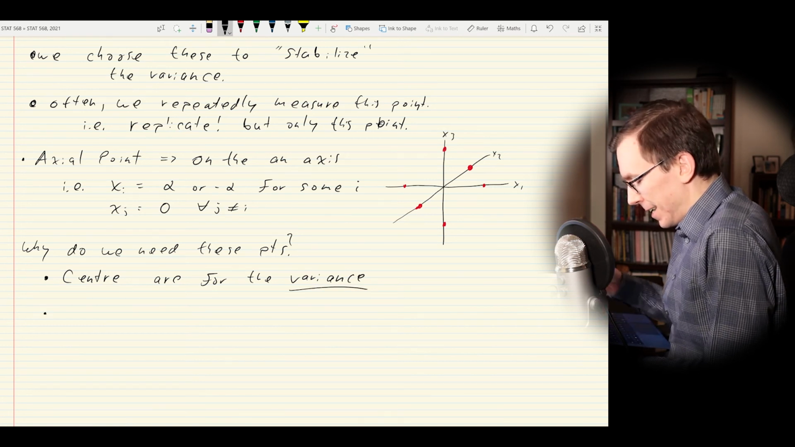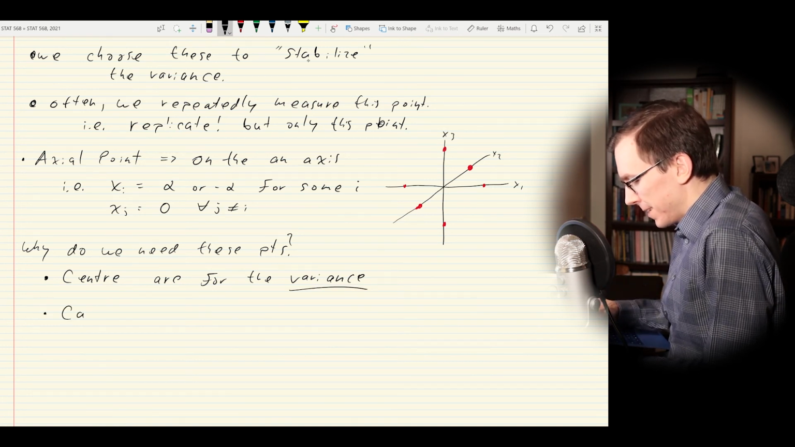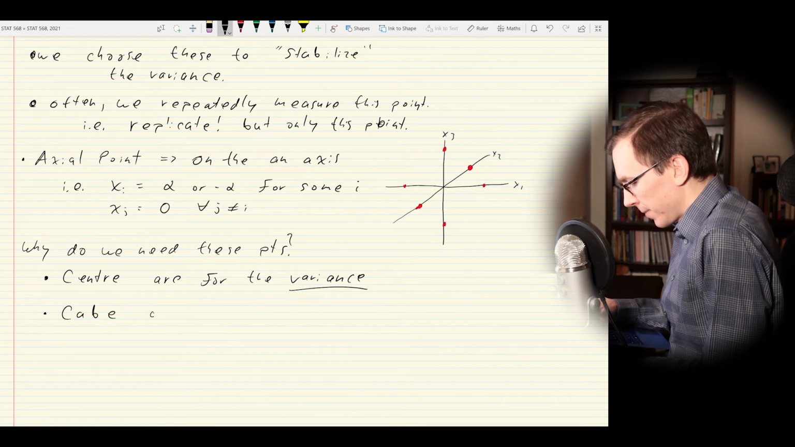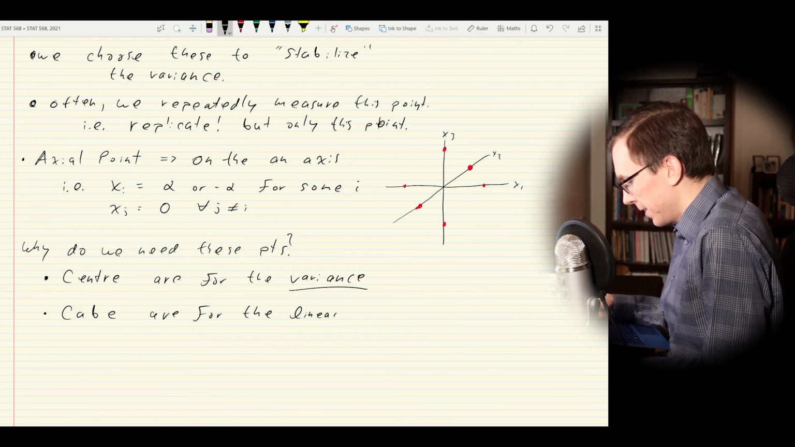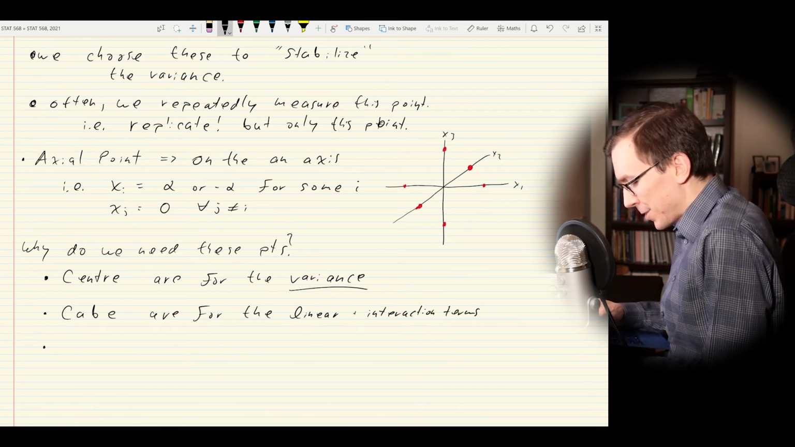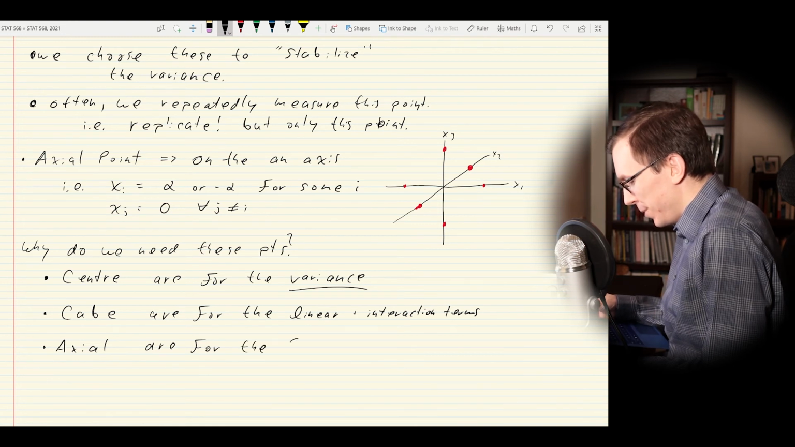The cube points are for the linear and interaction terms. And the axial points, the ones that are left over, well, what do you think they're for? They're for the pure quadratic terms.